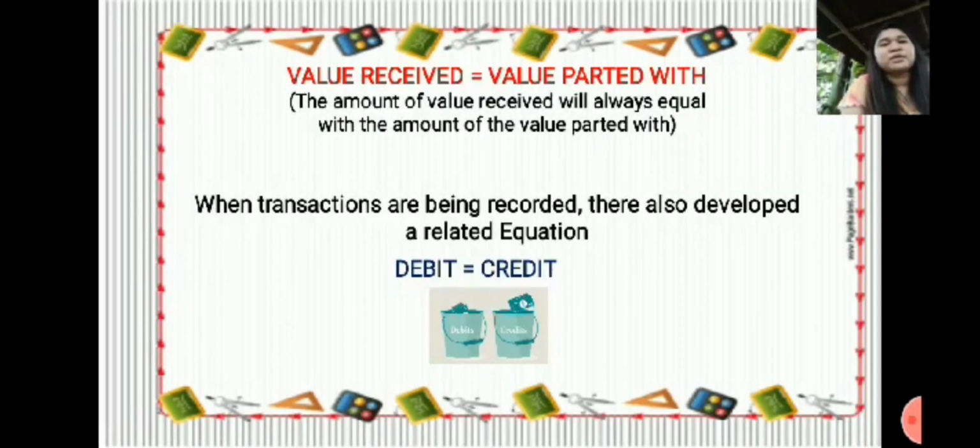Value received is equal to value parted with. The amount of the value received will always equal the amount of the value parted with. When transactions are being recorded, there also develop related equations. So this is the formula: debit equals credit. The value received is the debit, while the value parted with is the credit. Value parted with, or the credit, is always placed on the right side, while the value received, or the debit, will always be placed on the left side.